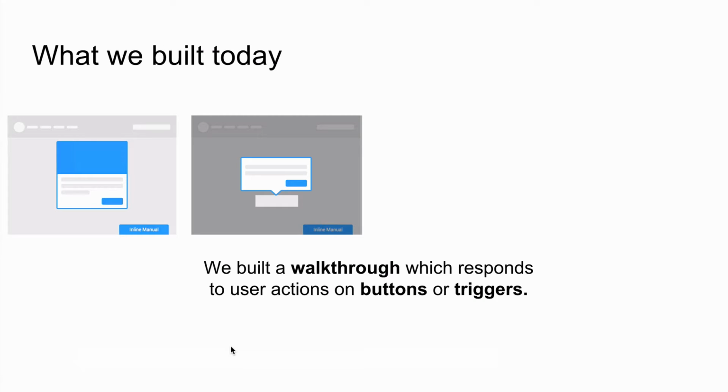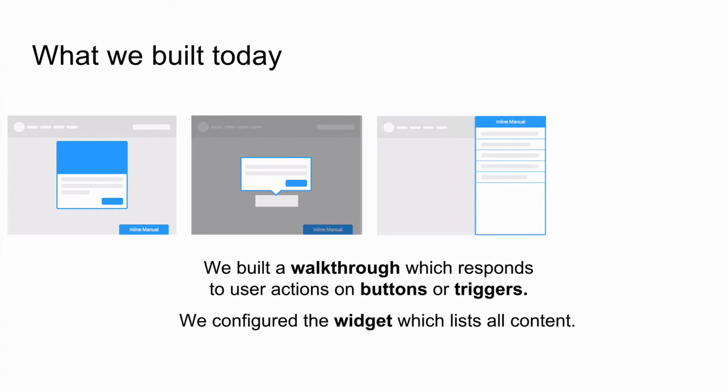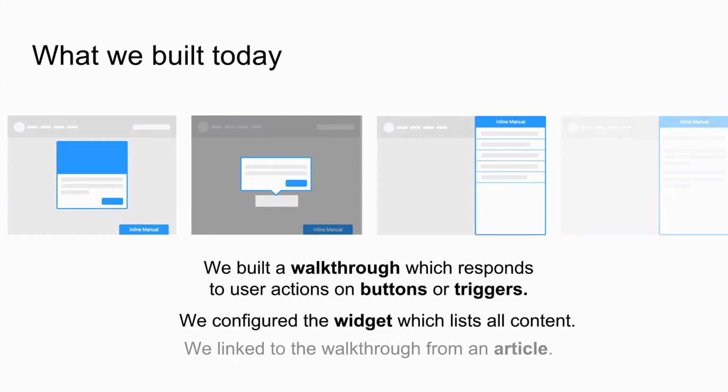So what we built today, we built a walkthrough which responded to user actions on buttons and triggers. So we used assigned elements to take click actions and they got to the next step. Then we configured the widget, which lists all the content, and it showed up there automatically. And then we linked to the walkthrough from an article.